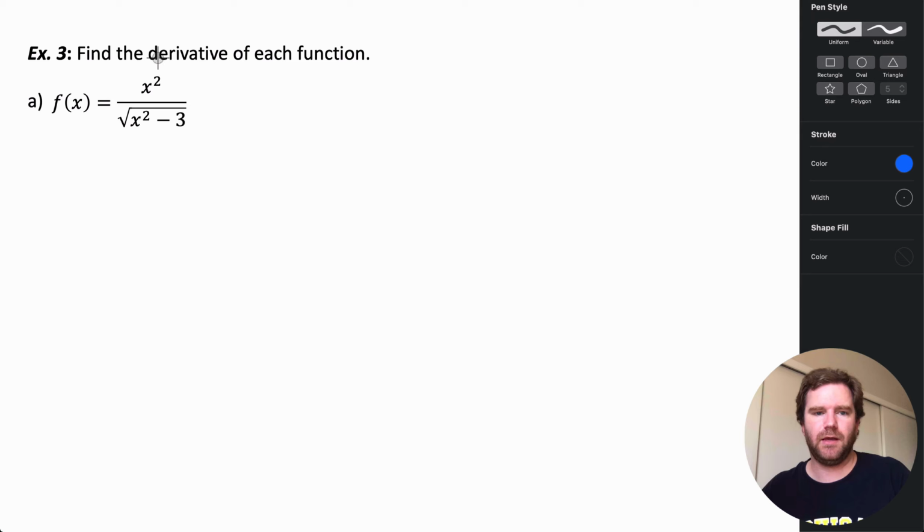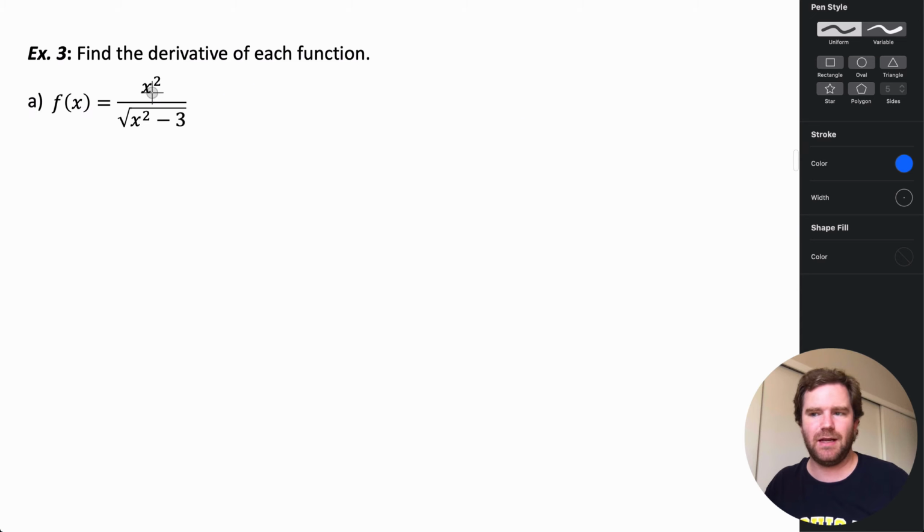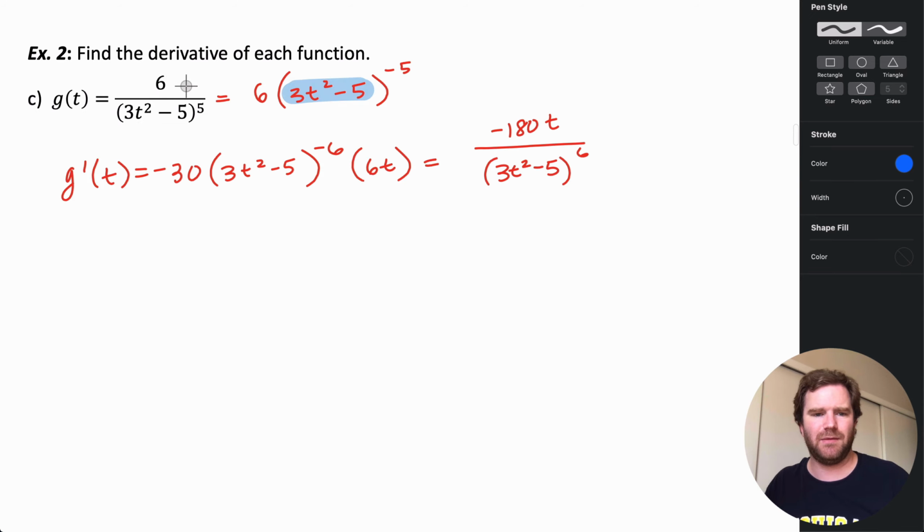In example 3, we are going to have to use the quotient rule, which we didn't have to use in example 2c. But in 3a, we need to use the quotient rule because we have a variable in the numerator and denominator, whereas in part C, we had a constant and then the variables in our denominator. So when we have a constant and then the variables in our denominator, we can just use these power rules and we won't have to use the quotient rule.